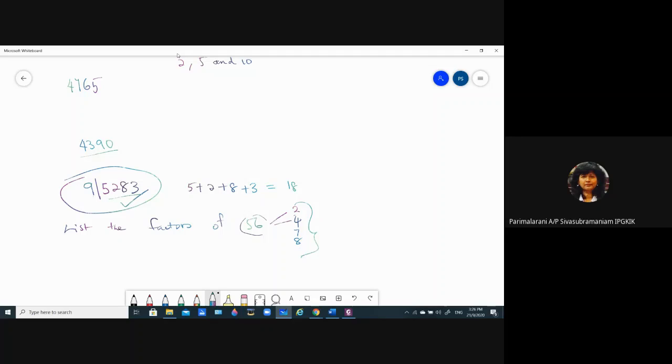Actually, by right it does. Actually, we should write it. It is right to write the number itself as a factor.